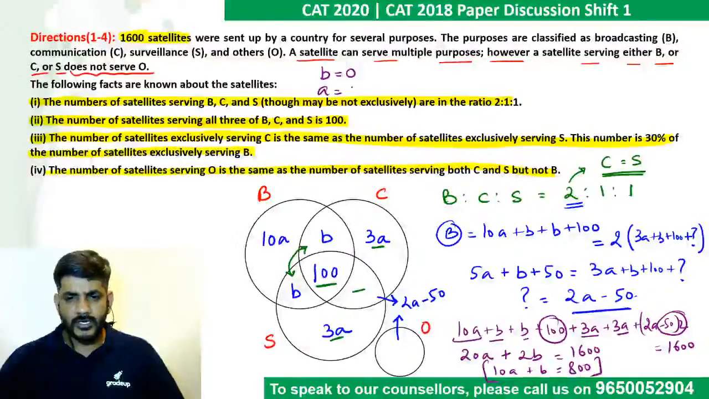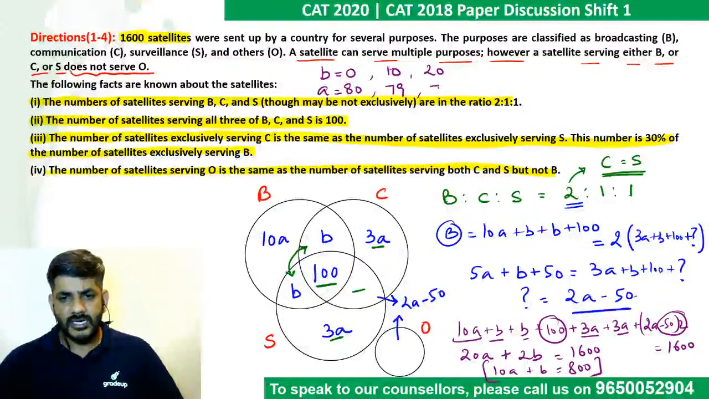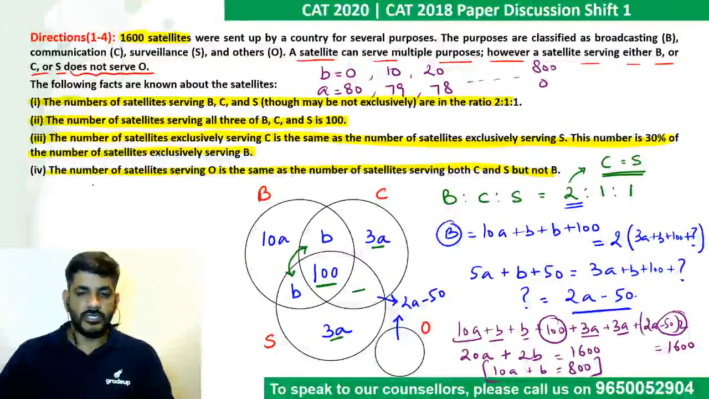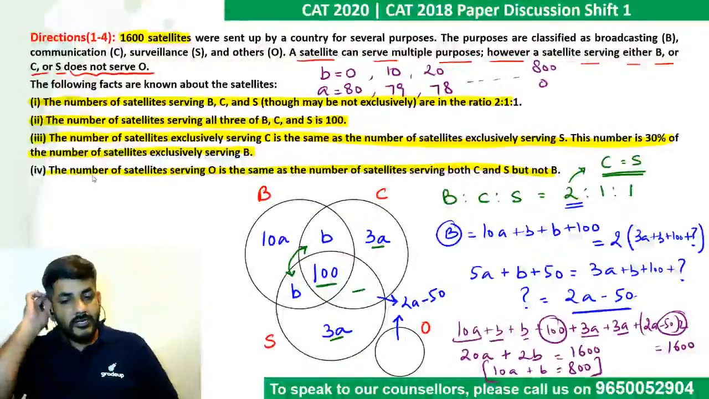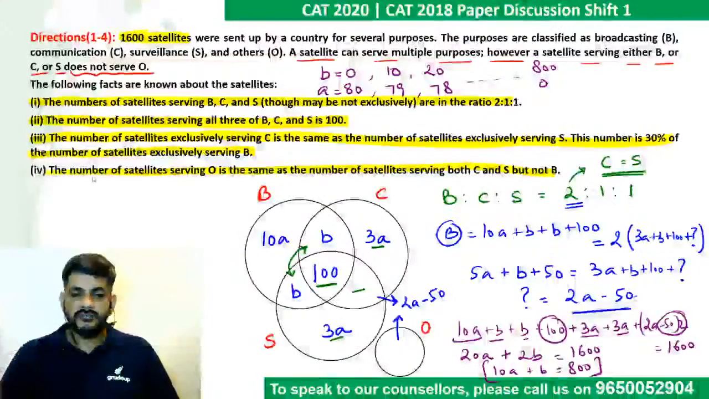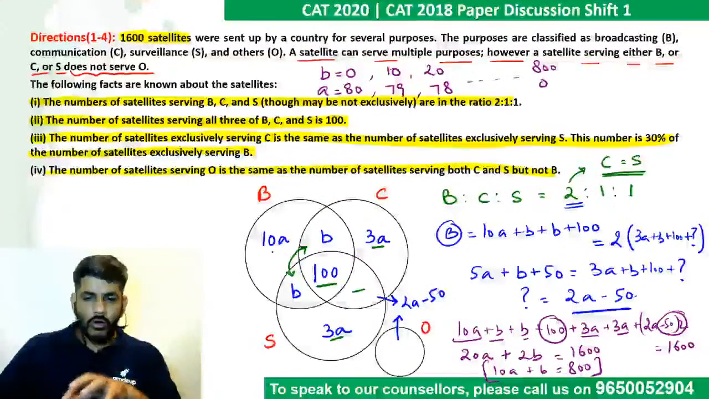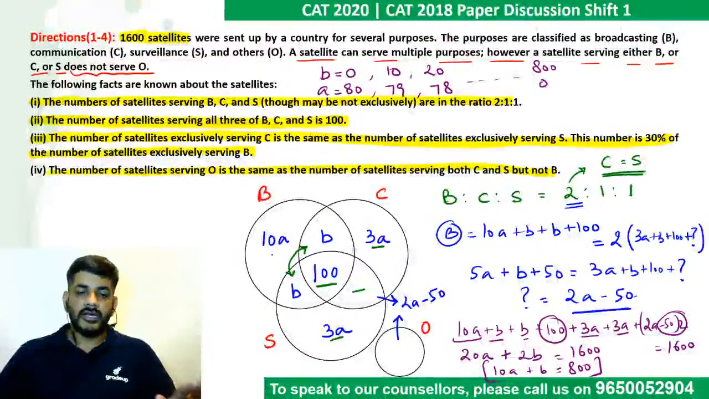In that case, A would be equal to 800 by 10. 800 by 10 is 80. The next value of B can be 10. In that case, A would be 79. The next value can be 20. In that case, A would be 78. And if I go on like this, the last value of B is 800. In that case, A would be equal to 0. These are the values of A and B that can be there. The point is, can I take all these values? Can I take B as any of these values? Can I take A as any of these values? Probably not. The point is that all the values which I see in this Venn diagram, none of these values should be negative in any condition.